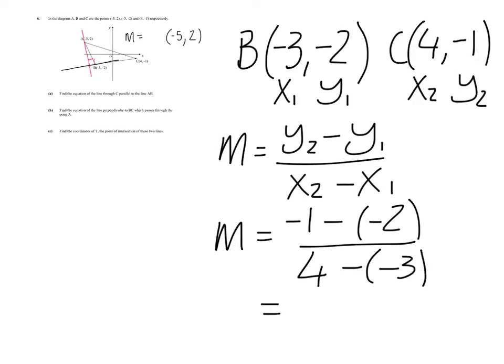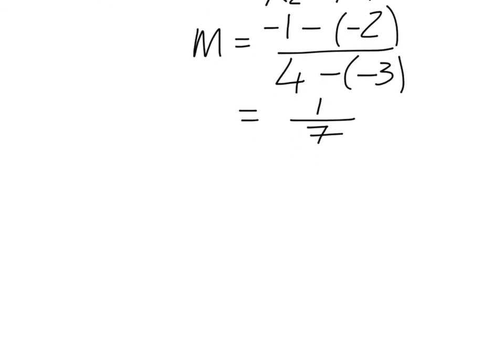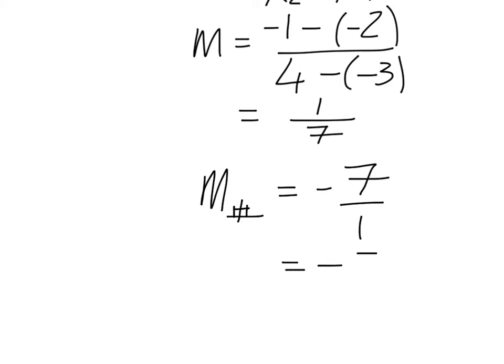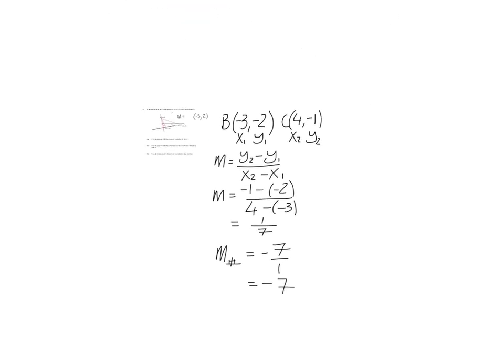So that gives us -1 plus 2, which is 1, and then 4 plus 3, which is 7. So that means the gradient of the line BC is 1 over 7, which means the gradient of the line we are looking for, this one here, is this flipped upside down with the sign changed. So the M, the perpendicular gradient, is -7 over 1, which is just equal to -7. So that gives us our gradient of our red line.